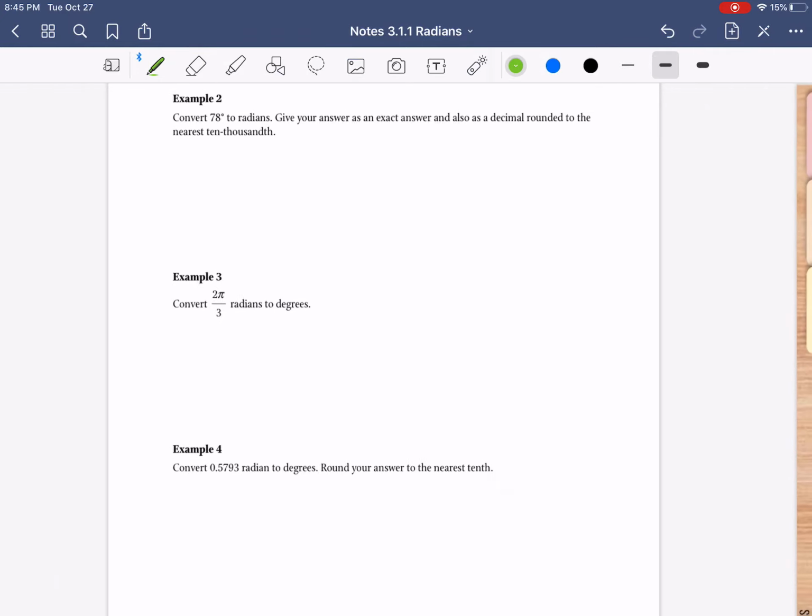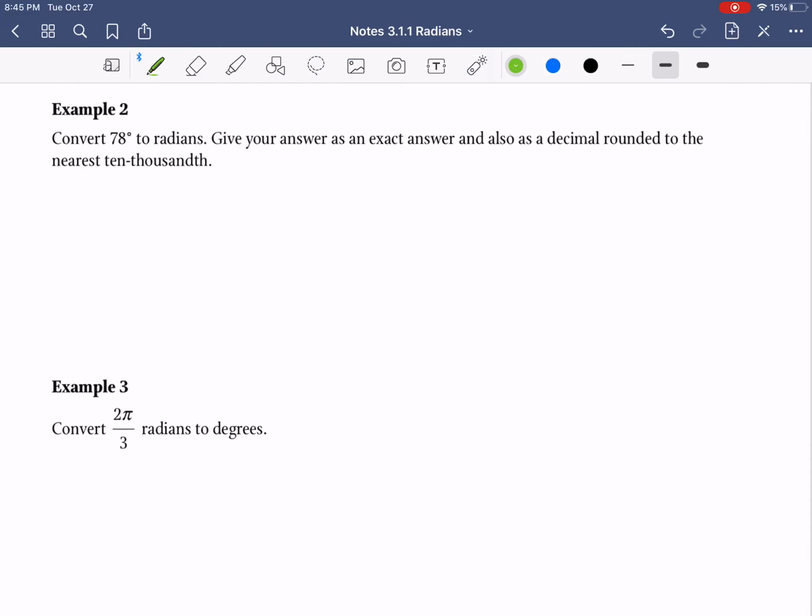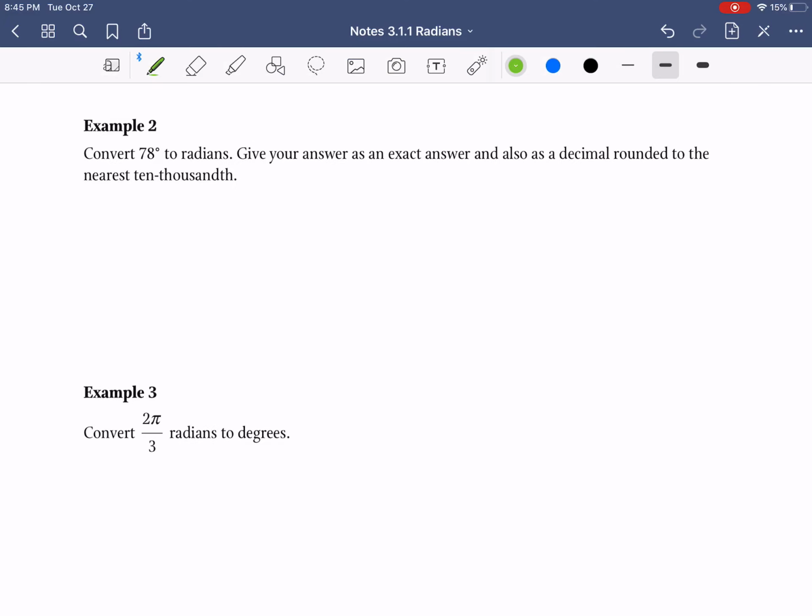The rest of your homework problems are converting between the two. So example 2 says convert 78 degrees to radians. Give your answer as an exact answer and also a decimal rounded to the nearest 10,000. So the exact answer is going to have the symbol pi, and then the rounded answer is going to be a decimal. Okay, so what you want to do is set up your proportion. The proportion is degrees over radians equals 180 over pi. So that's what you need to remember.